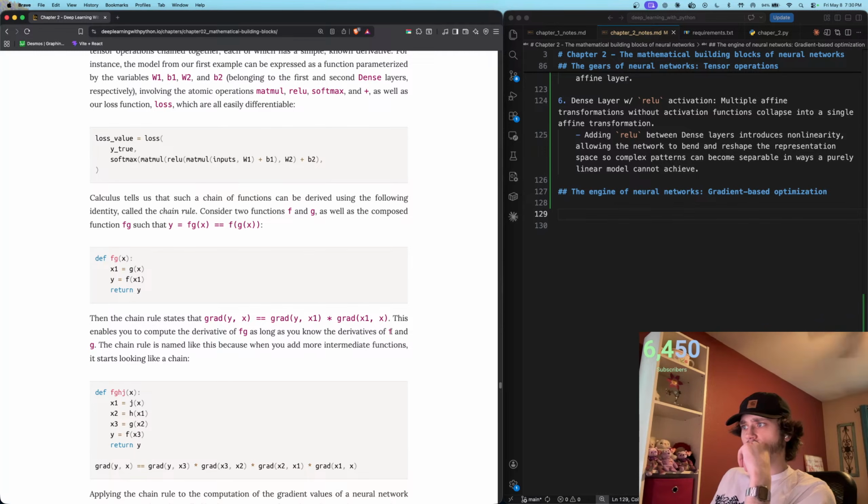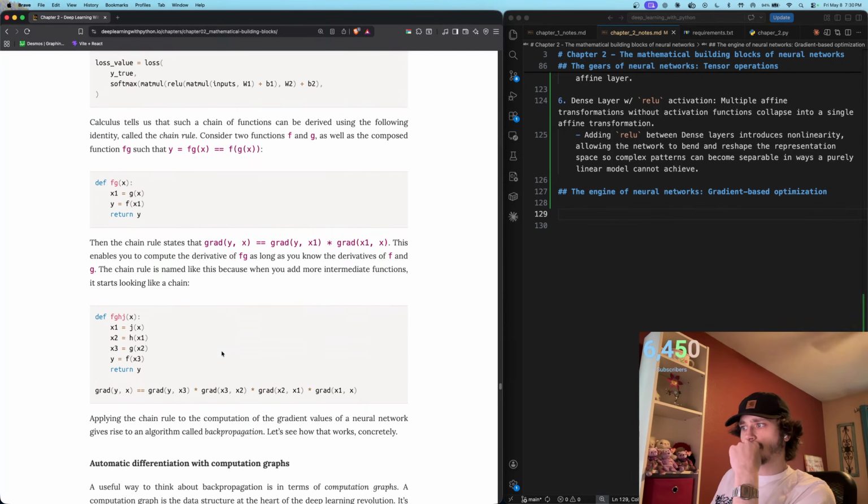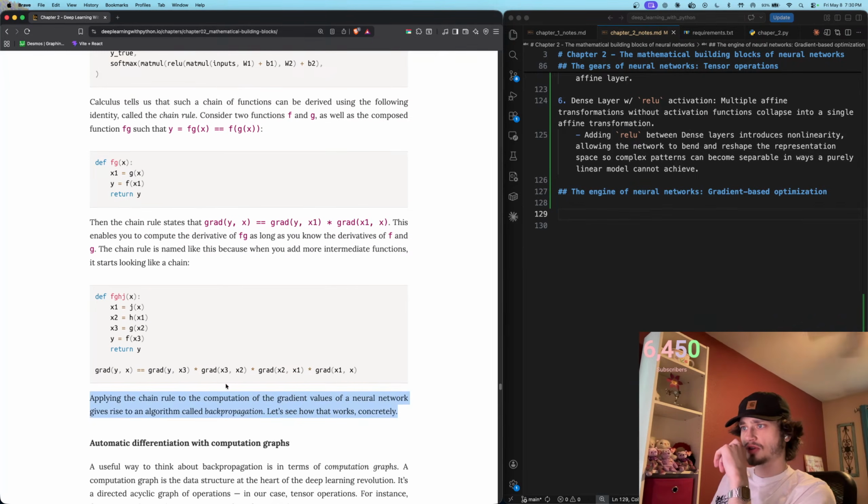This enables you to compute the derivative of fg as long as you know the derivatives of f and g. The chain rule is named like this because when you add more intermediate functions, it starts to look like a chain. So you just compute the gradient of all of its intersections. Applying the chain rule to the computation of gradient values of a neural network gives rise to an algorithm called backpropagation. Let's see how this works concretely.